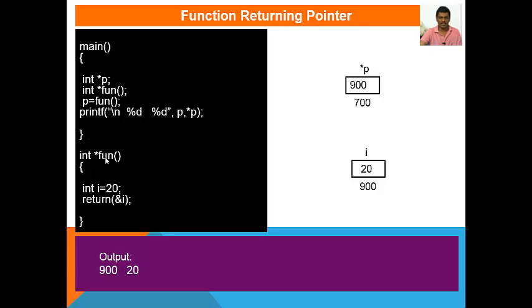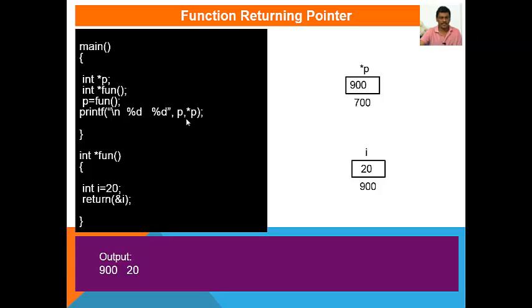So int *fun. Then int i equal to 20. The value 20 is assigned to i, and the address is 900. So it returns the address of i, which is 900, an integer address. So it is an integer pointer type function. That 900 is assigned to p. 900 is an integer address, and p is also an integer pointer variable, so we can assign that 900 to p.